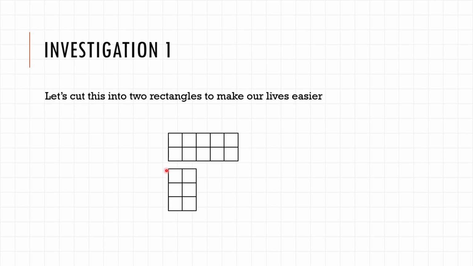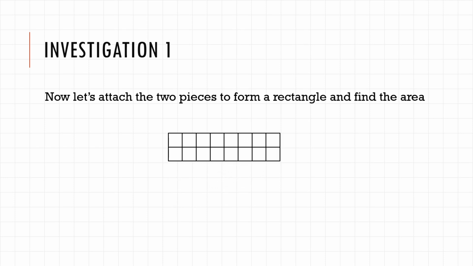So if I want, I can cut this section out just like that, and then I can move this over to here because I know that this length is going to be the same as this length. And there we go. Now we have a rectangle, and the area is pretty easy to find.